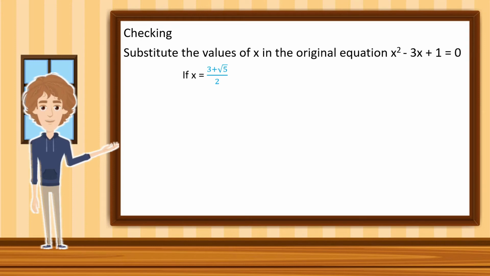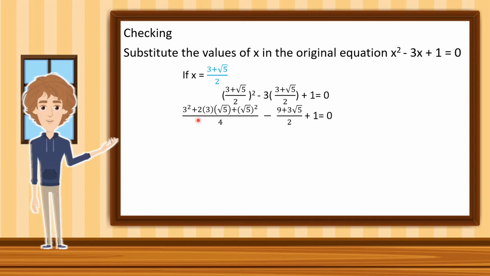Now, to check if our answers are correct, let us substitute the values of x in the original equation. x squared minus 3x plus 1 is equal to 0. If x is equal to 3 plus the square root of 5 all over 2, let us now substitute. So 3 plus the square root of 5 all over 2, quantity squared, minus 3 multiplied by 3 plus the square root of 5 all over 2, plus 1 is equal to 0.